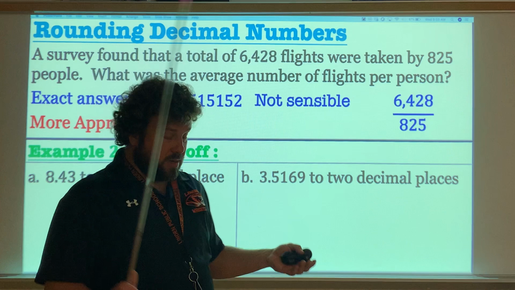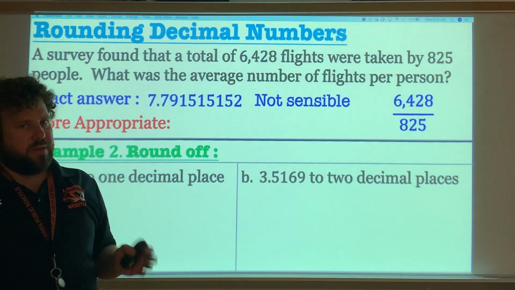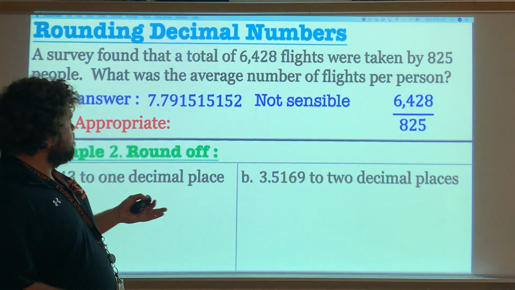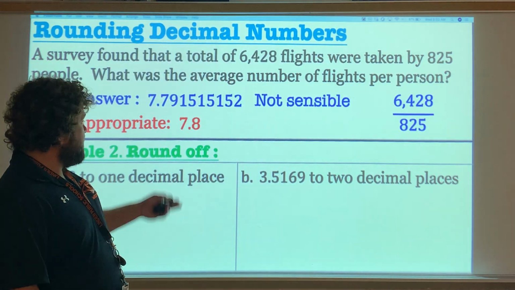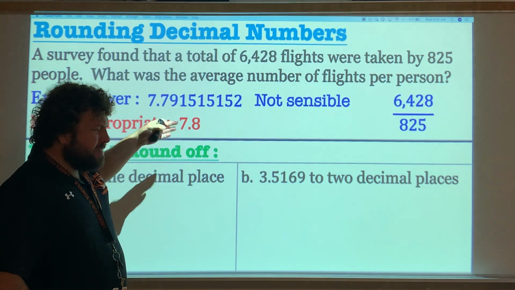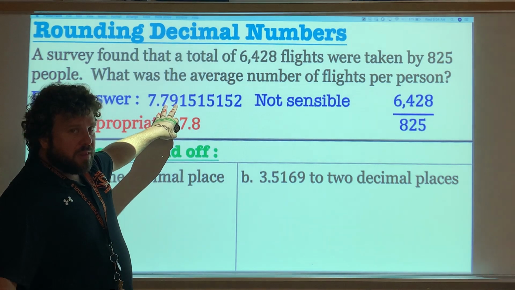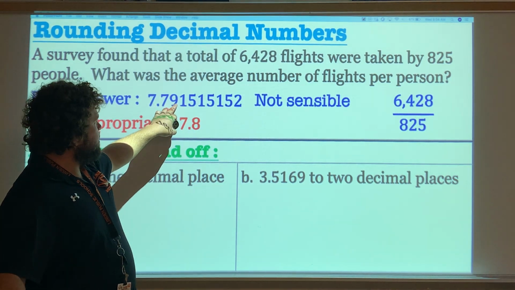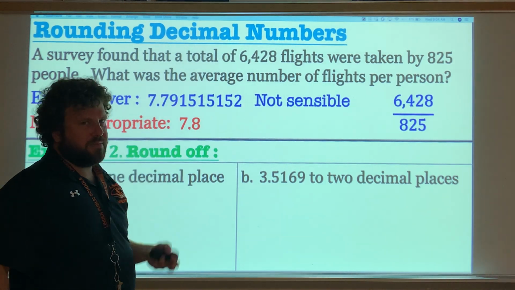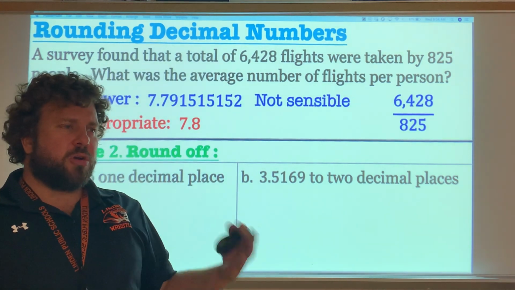I took 7.79151515, blah, blah, blah. What would you think they would round that to? They would say the average person takes 7.8 flights. You really wouldn't want to say 8 because that's rounding a little bit too much. But 7.8, well, 7.79 is not too bad, and 9 is really close to that. So that's 7.8. Usually you have to figure out what you're going to round it to.